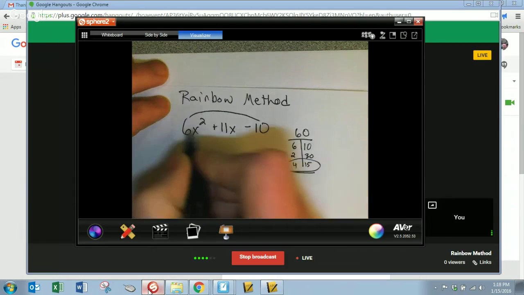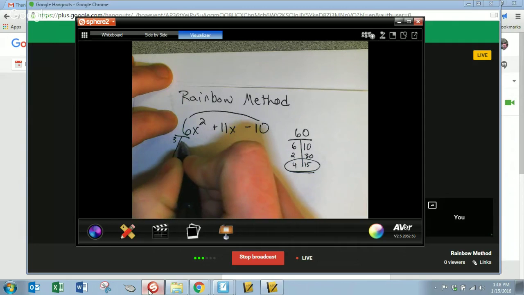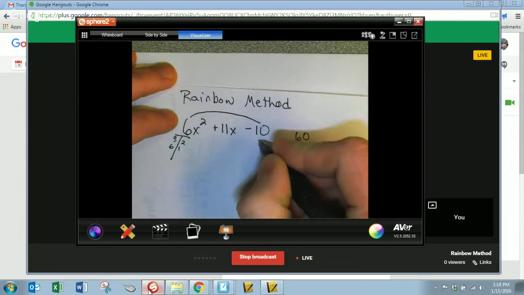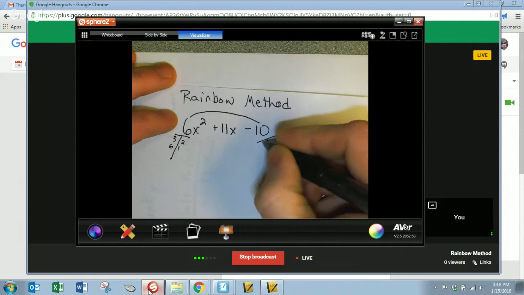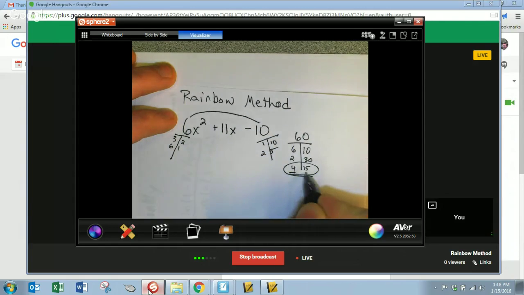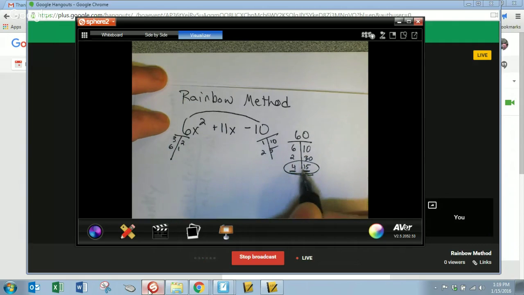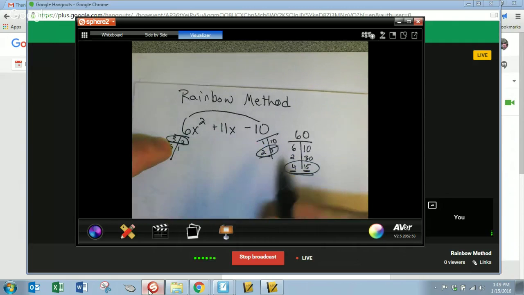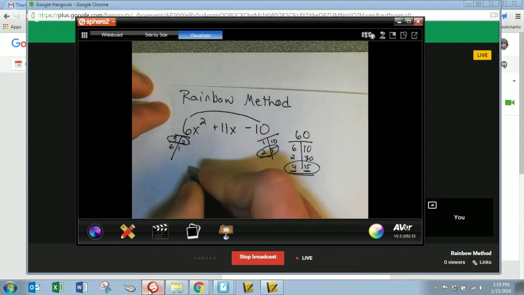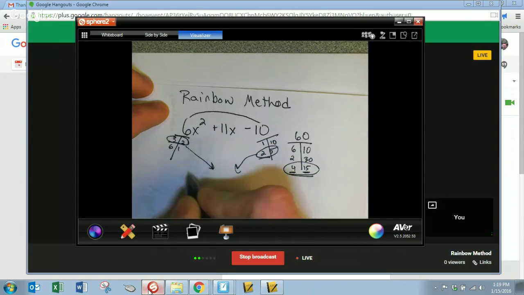Now I want to extend this rainbow and break down my leading term: 3 and 2, 6 and 1. And I want to break down 10: that's 1 and 10, 2 and 5. Now I'm trying to get 4 and 15. To get 4 and 15, we take 2 times 5 and 3 times 2. 3 times 5 gives you 15, and 2 times 2 gives you the 4. So these numbers in the parentheses come down into my factoring.